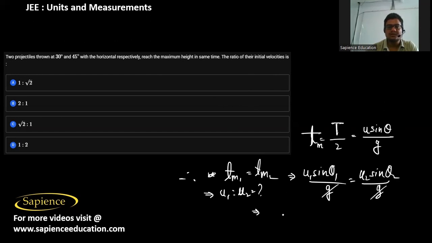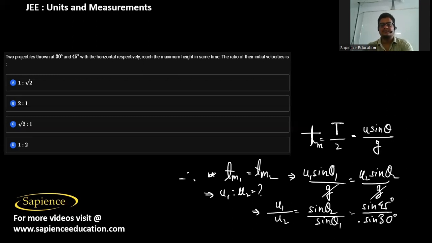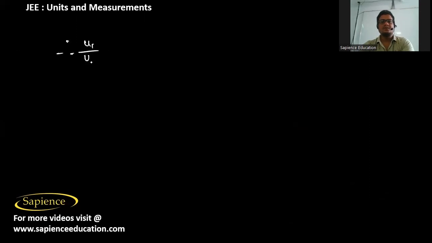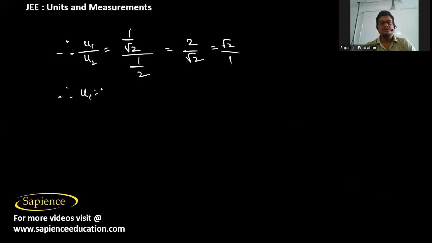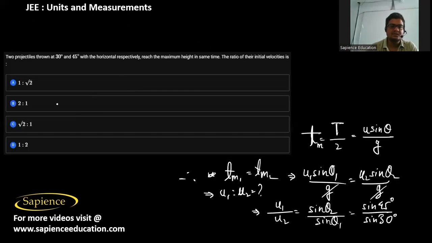So it means that u1 by u2 is equal to sine theta 2 by sine theta 1, that is sine 45 degree divided by sine 30 degree. Therefore, u1 by u2 is equal to sine 45, that is 1 by root 2, by sine 30, that is 1 by 2. So it means that it is equal to 2 by root 2, that is equal to root 2 by 1. Therefore, u1 is to u2 is equal to root 2 is to 1. So it means the ratio of their initial velocities is root 2 is to 1. So option C is the correct answer.